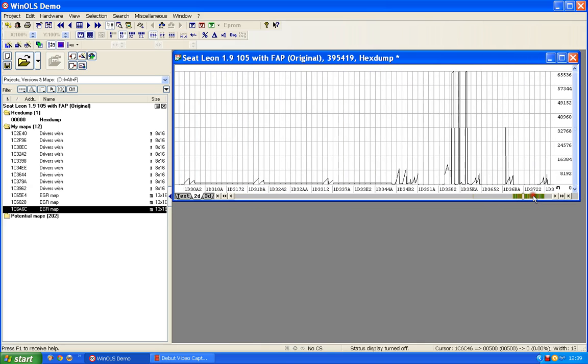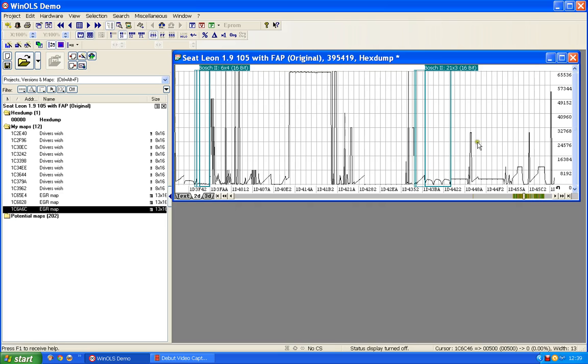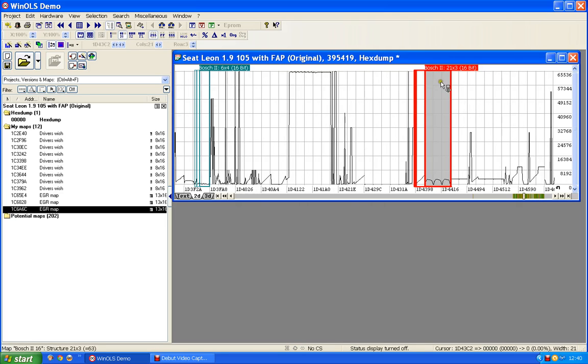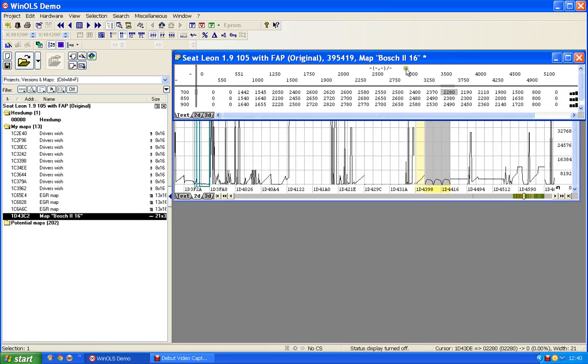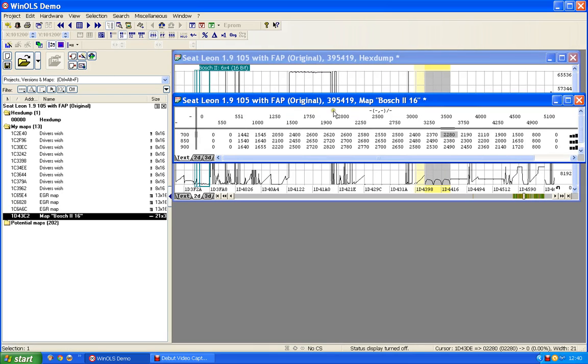I'm looking for those characteristic little bumps. There we go, look, there they are. So that is probably the torque map that we're looking for, or the torque limiting map. So I'll just double click on that one. So there we go. What have we got here?